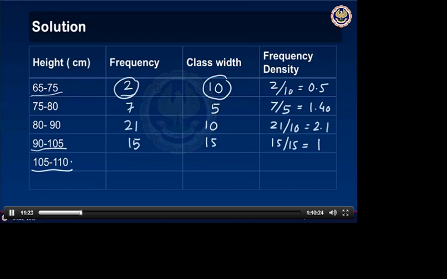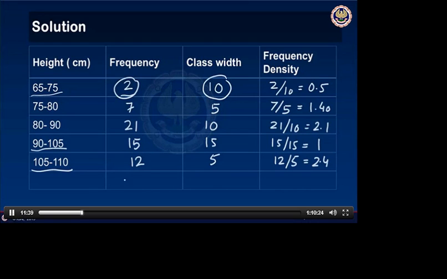Then for the last one, between 105 and 110, there are 12 frequencies, and the class width is 5, that is 110 minus 105. So it will be 12 divided by 5, and we get the answer as 2.4.